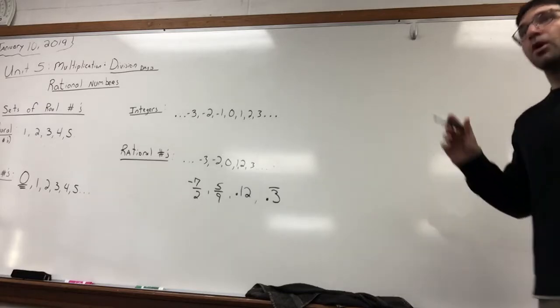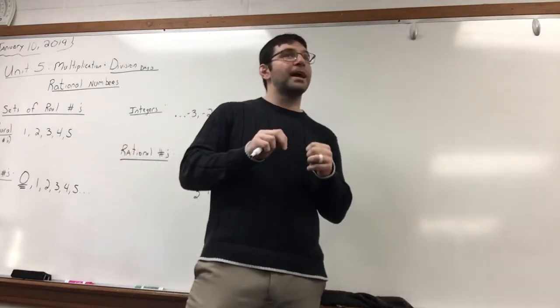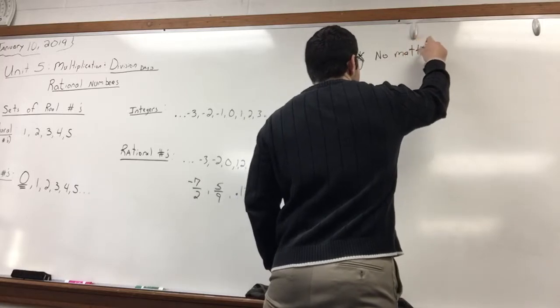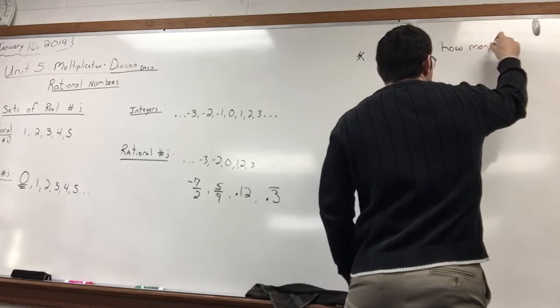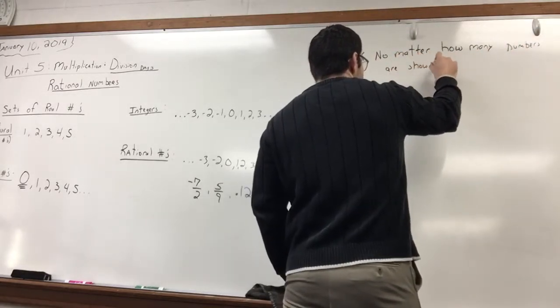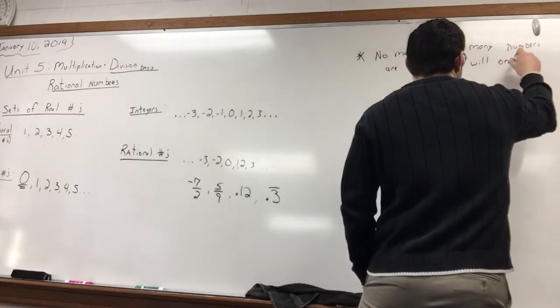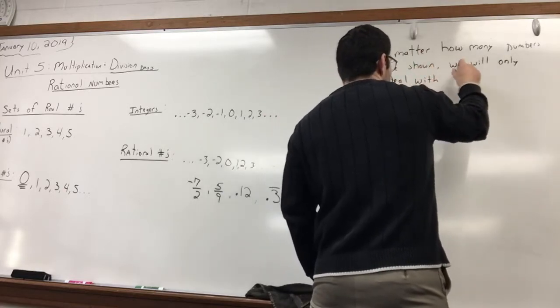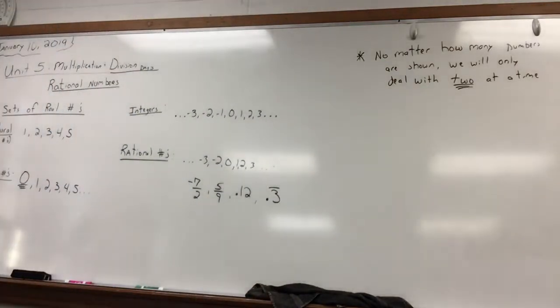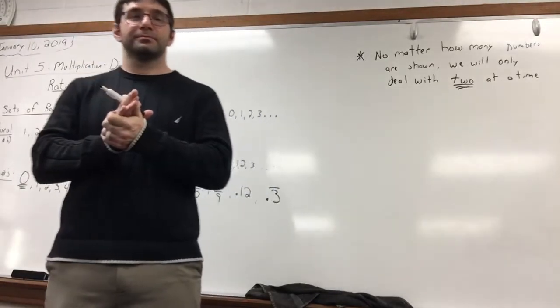Everybody with me? Okay. We are only going to multiply 2 numbers. We are only going to divide 2 numbers at a time. So that's the first thing I want you to understand: no matter how many numbers are shown, we will only deal with 2 at a time. Just like in addition, sometimes there were 3 and 4 numbers that we were adding and subtracting, right? We didn't look at the whole problem and try to add all 4 numbers at once. No. We dealt with 2 at a time. Same thing with multiplying and dividing. Simple enough? Okay.